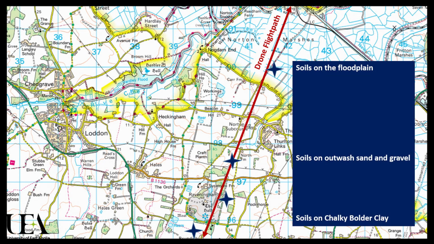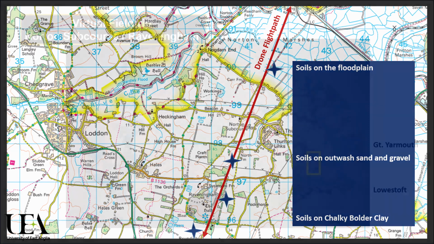So the map here shows the flight of the drone. We're going to begin in the north on the marshes. We're going to fly in a generally south direction, stopping to look at soils on the marsh, inland and up on the chalky boulder clay.